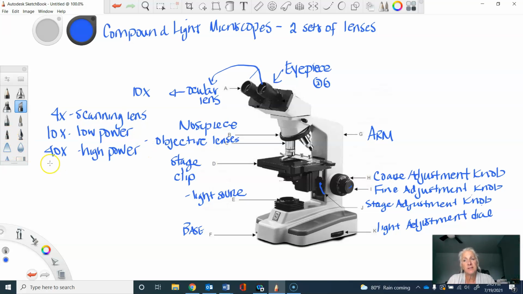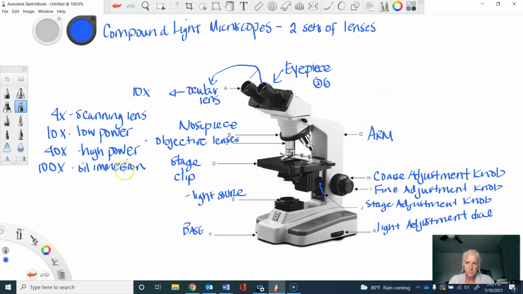Okay. There is another objective, and that's the 100x, which is the oil immersion lens. That objective is bringing whatever it is you're looking at really, really close. So close that you have to get the extraneous light out of the way, and that's what the oil does with the oil immersion. In anatomy and physiology lab for histology, you won't need the 100x objective. We can see everything that we need to see at 4x, 10x, and 40x.